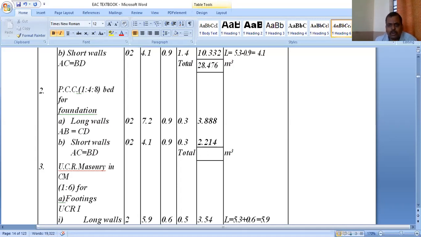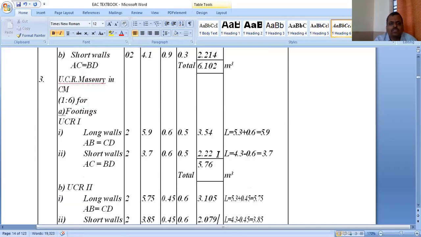To get the final quantity of PCC, you have to just add 3.888 plus 2.214. So the total will be 6.102 cubic meter. 6.102 cubic meter is the total quantity of the long wall as well as the short wall for the PCC bed for foundation.